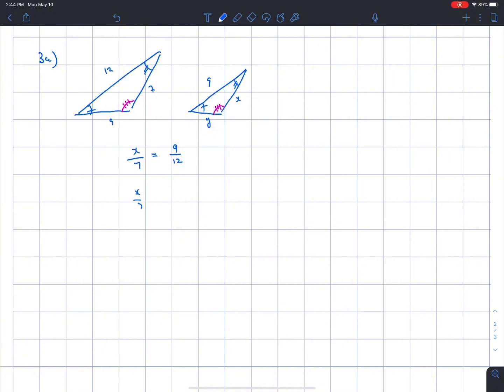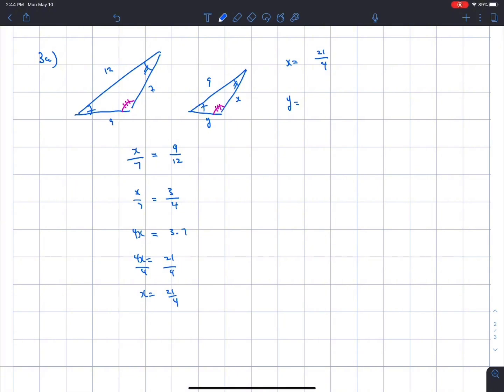First I can simplify: divide 9 by 3 to get 3, divide 12 by 3 to get 4. Now we can cross multiply, we get 4x equals 3 times 7. So 4x equals 21. And finally, divide both sides by 4, we get x equals 21 over 4. So that would be the answer for x. x equals 21 over 4.